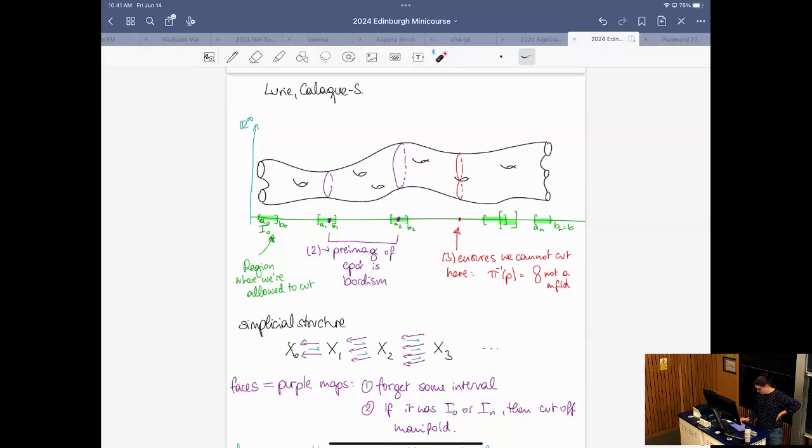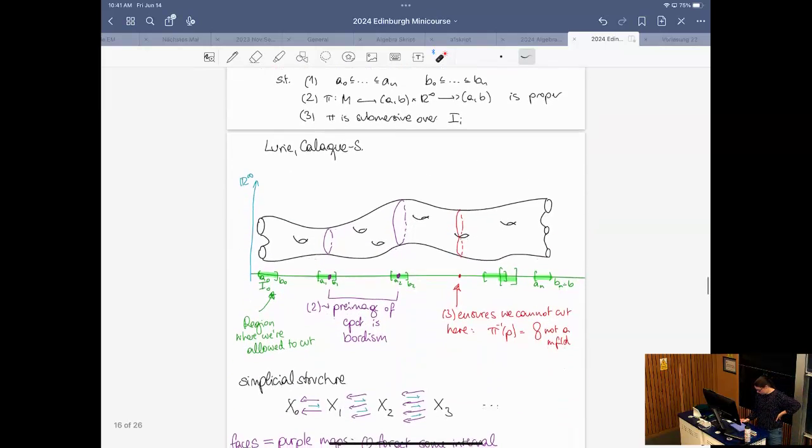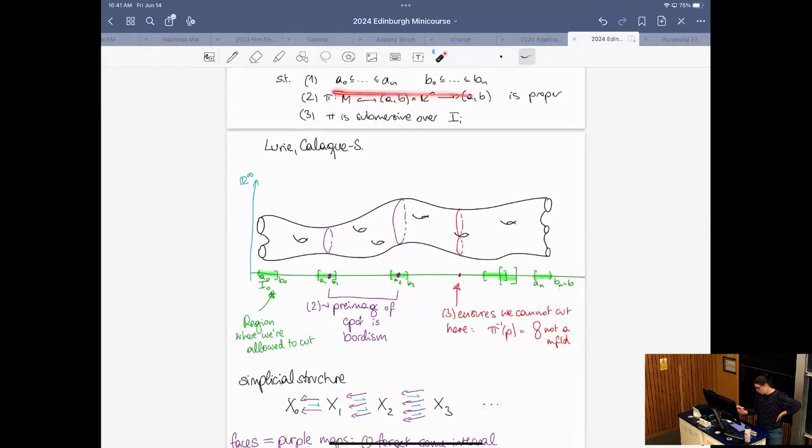All right, so we have three conditions here. The first one is orderedness. That means that we read our bordism from left to right. So the first cut is the first piece in the composition, that's the second one, that's the third one, and so on. What about these two conditions? One of them, the properness, concerns these regions where we're allowed to cut. We're not cutting; I want to emphasize this. But you should think of these as regions where we're allowed to cut if we want to.